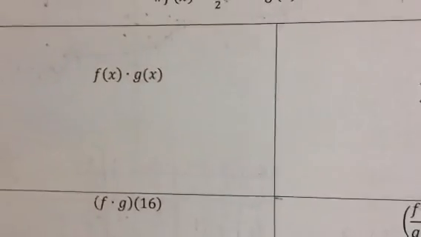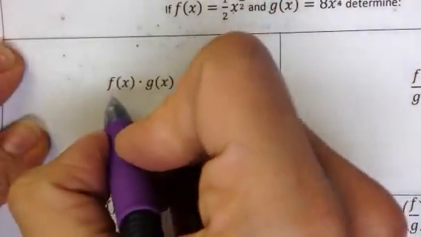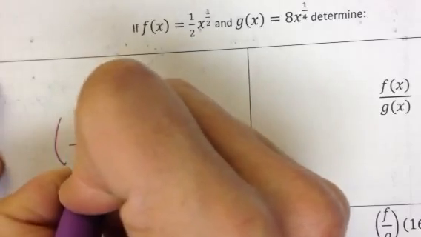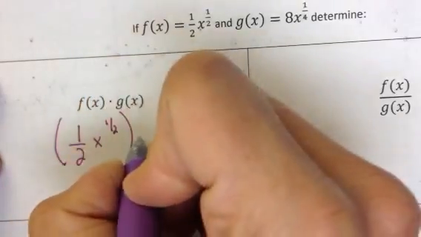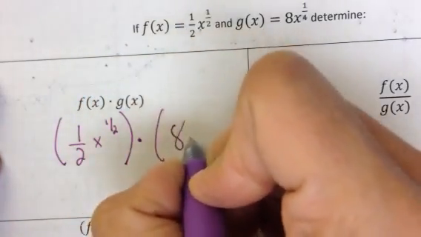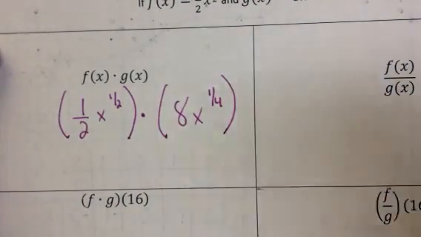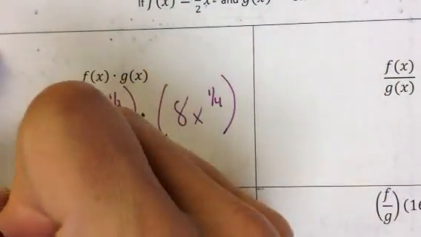Okay? Another problem, but this time we're going to be multiplying and dividing. So I'm going to take f of x times g of x. And now this is problems like the front. I'm going to make houses. I'm going to put half and 8 in a house.